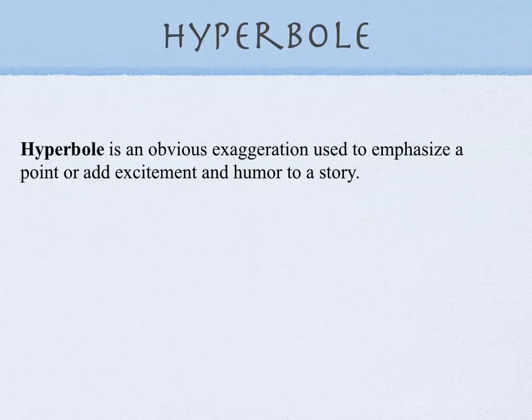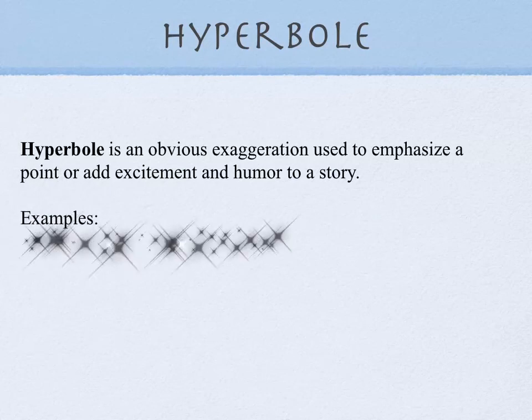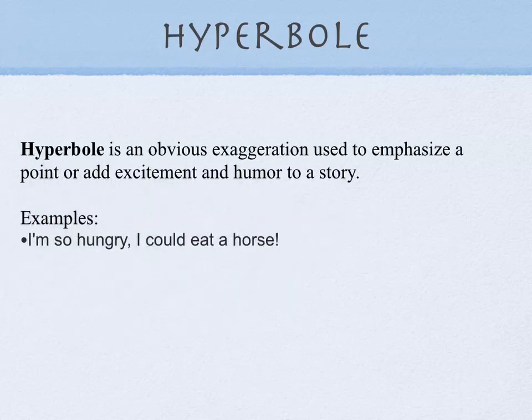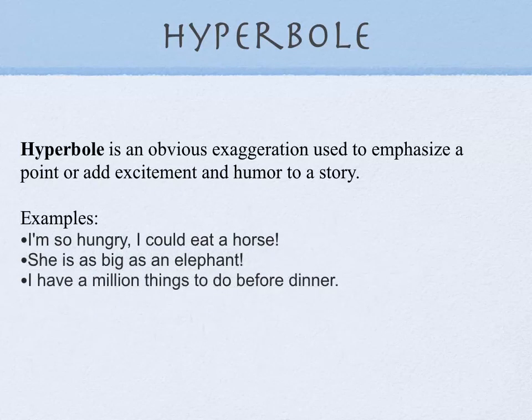Hyperbole is an extreme exaggeration, and it's used to emphasize a point or add excitement and humor to a story. So some examples of hyperboles that you may have heard in the past are, I'm so hungry I could eat a horse. Obviously you can't really eat a horse, but that just shows that you're so hungry that you could eat a large amount. She is as big as an elephant. And I have a million things to do before dinner. Do you really have a million things to do, or is that a bit of an exaggeration?